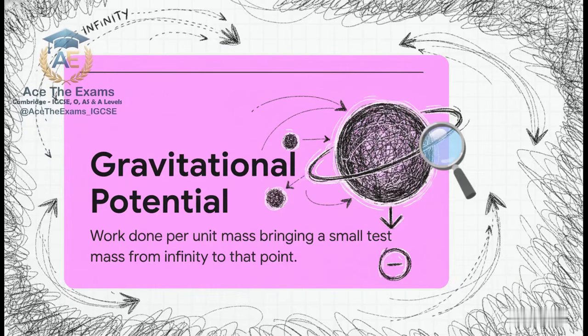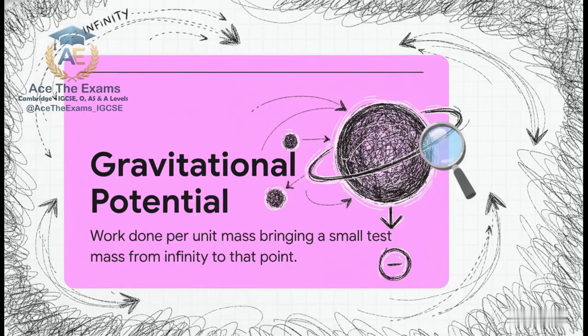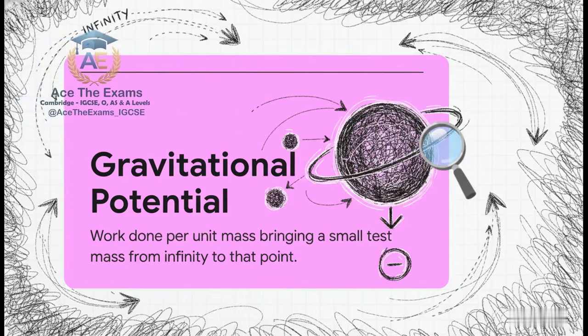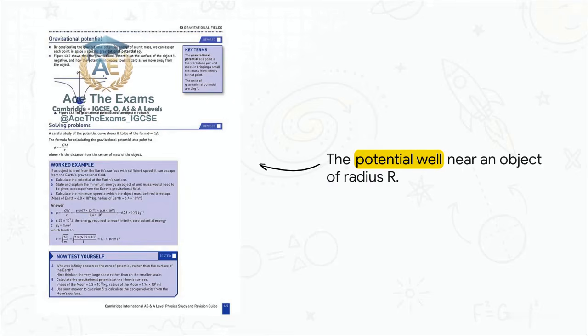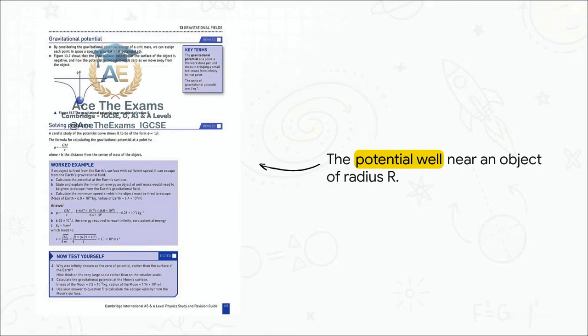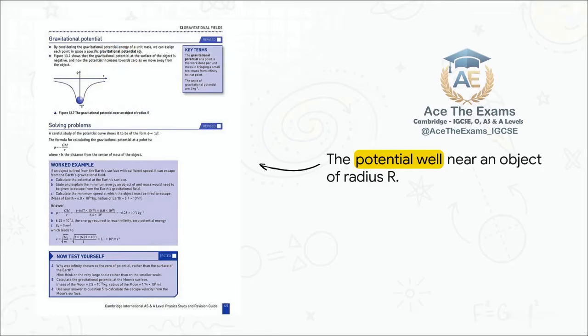Because we start at zero at infinity and lose energy coming inward, the gravitational potential at the surface of any object in the universe is always negative. Look at this potential well diagram on the screen. It is a brilliant visual translation of that concept.